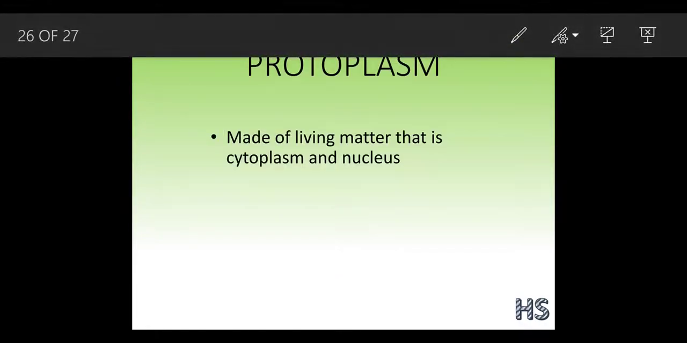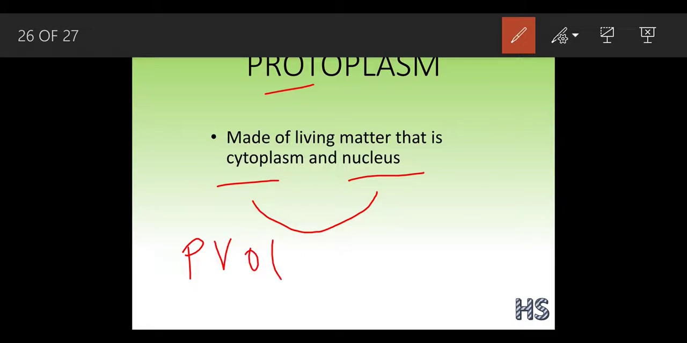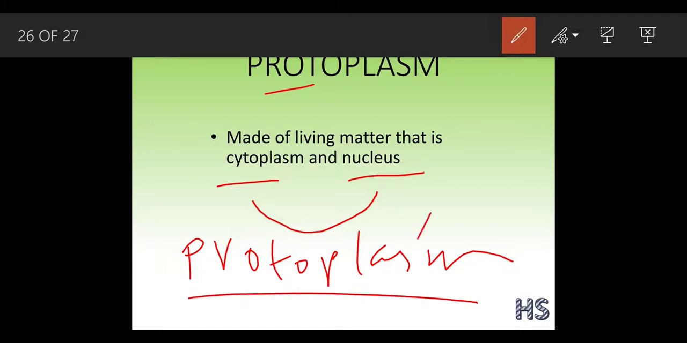Now we are going to talk about the protoplasm. What does protoplasm mean? Protoplasm means the living matter. It is made up of cytoplasm and nucleus. This cytoplasm and nucleus together contribute to the formation of protoplasm. Since the cytoplasm and the nucleus are living matter, this protoplasm is also living matter. This protoplasm is contained inside the cell.